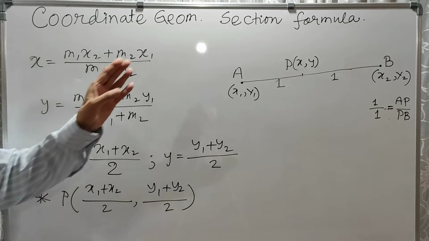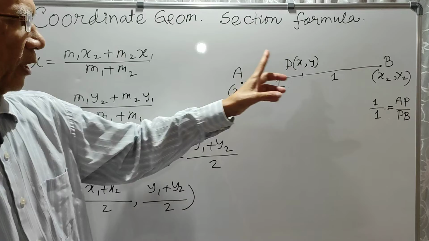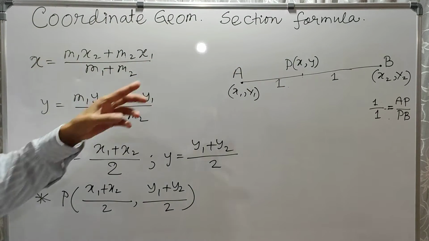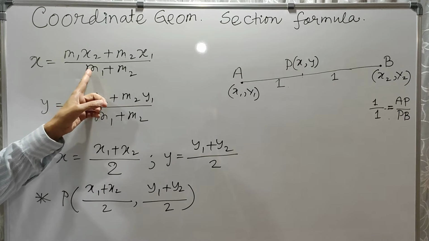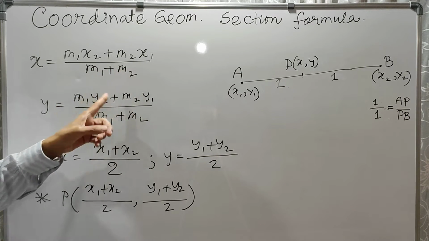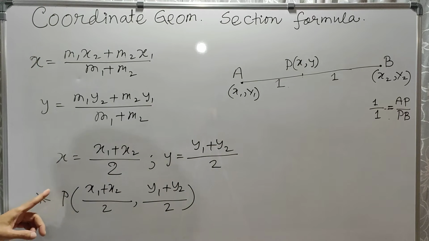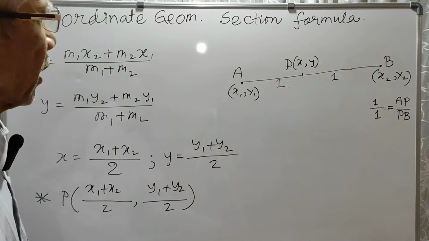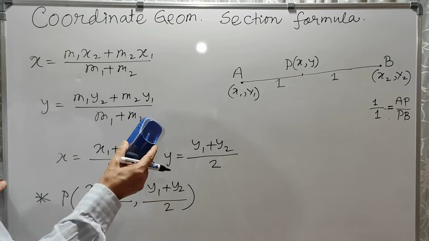All right. So the section formula gives us the coordinates of a point which divides a straight line joining x1, y1 and x2, y2 in the ratio m1 is to m2. And if P happens to be the midpoint, then the coordinates of P will be this. Okay. So this is the section formula. Now let us see some practical applications of this formula.